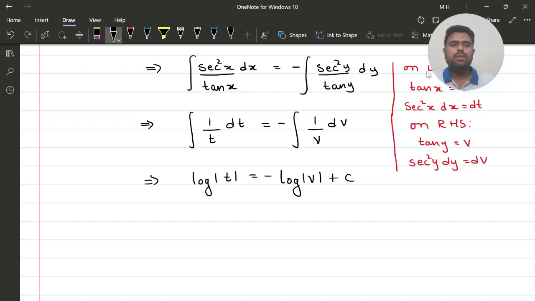Okay, but one thing you remember, when you have all the terms in the general solution in terms of log, then I suggest you write down the constant as log c. I'll tell you why. Because you have two properties, log a plus log b is log ab, and log a minus log b is log a by b.